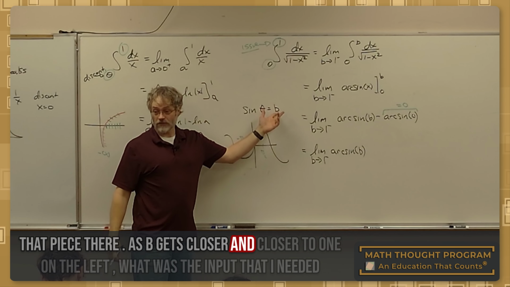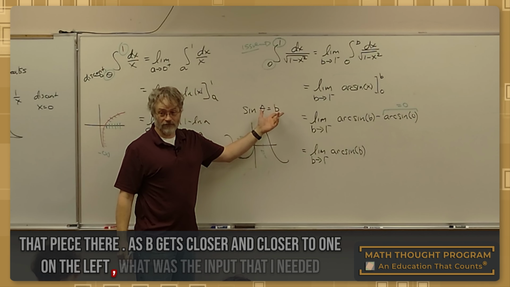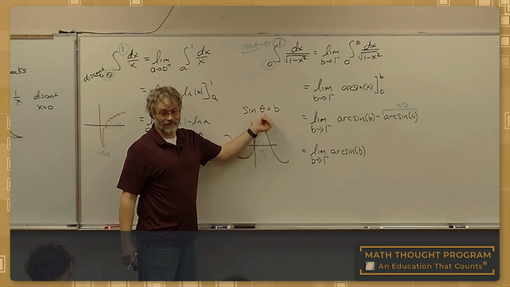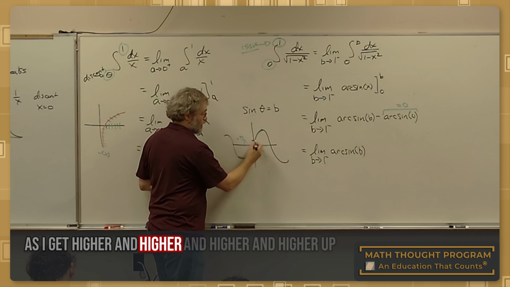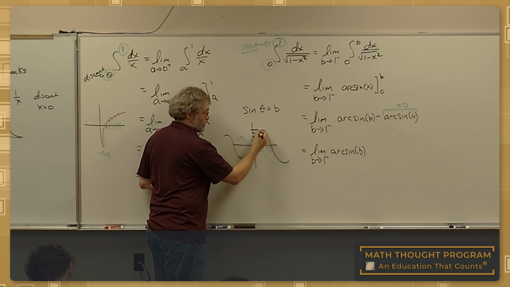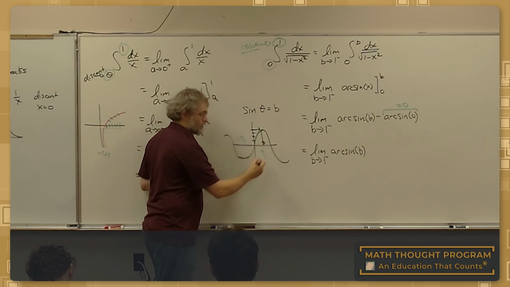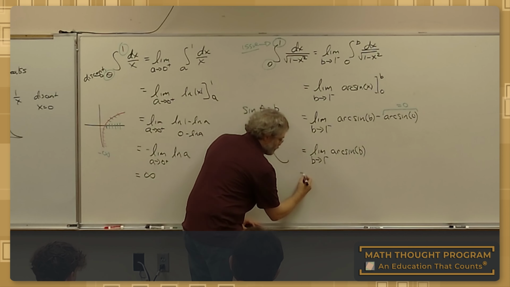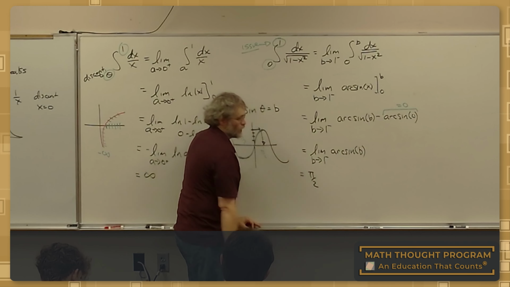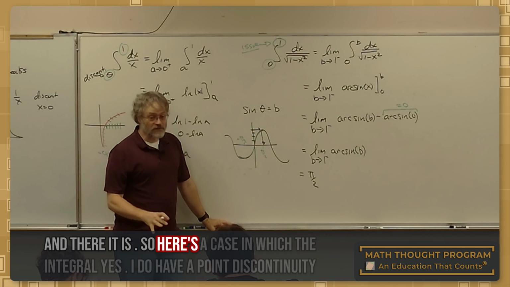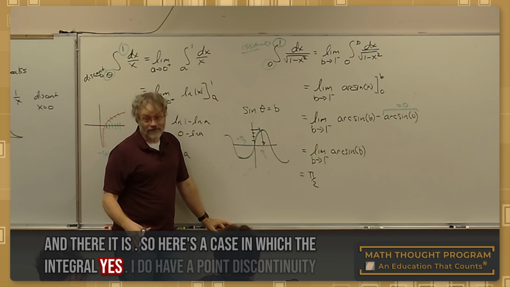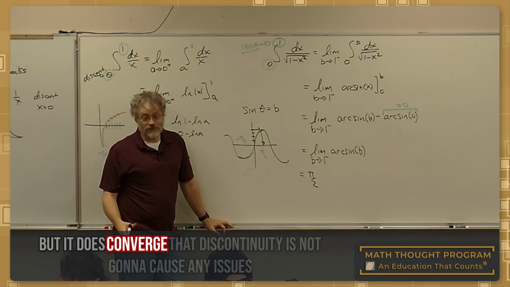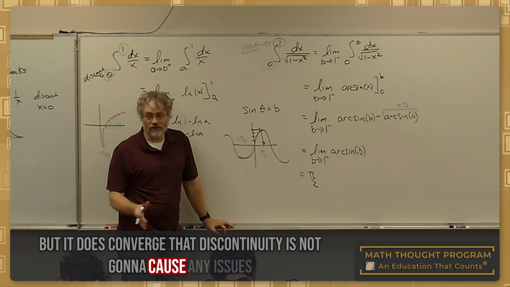As b gets closer and closer to 1 on the left, what was the input that I needed? As I get higher and higher up, what was that x value? Pi over 2. And there it is. So here's a case in which the integral, yes, I do have a point of discontinuity, but it does converge. That discontinuity is not going to cause any issues.